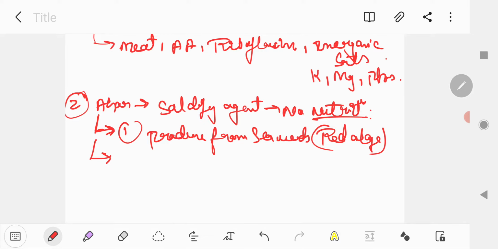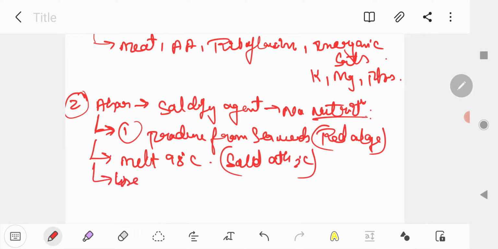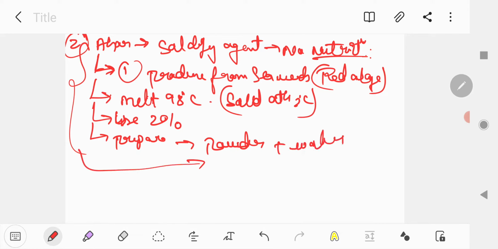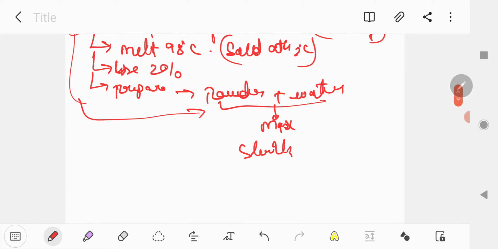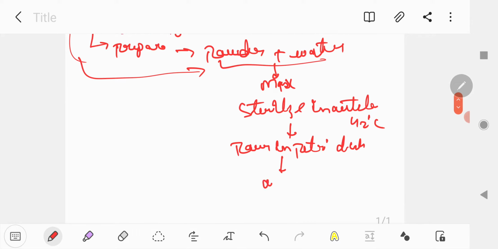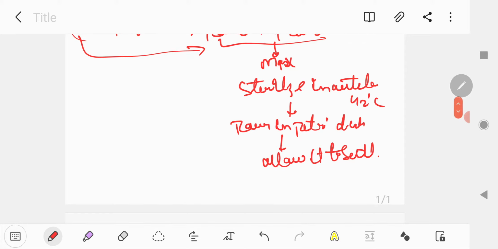So first we have to take red algae, then we have to melt it in 98 degrees Celsius and solidify at 42 degree Celsius. Okay, then use 2% of it. For preparation we take the powder plus water. We have to mix this and sterilize it in autoclave. Then we have to pour this in the petri dish and allow it to settle. So basically this is the agar.